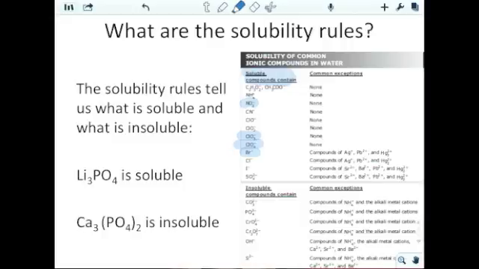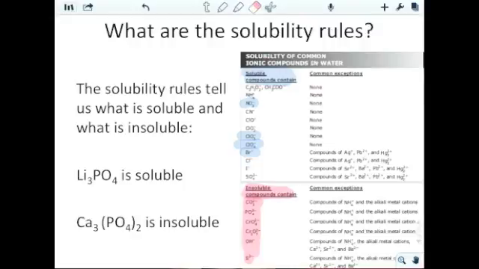Down here we see that we have some insoluble compounds. Those contain these anions right here. So anything bonded to this is going to be insoluble. That means it's going to form a precipitate. There are exceptions. If it's an exception to being insoluble, then therefore it is soluble.